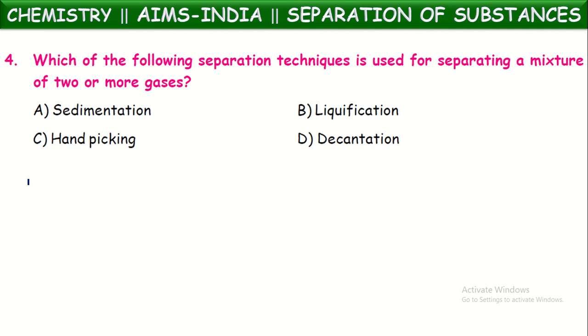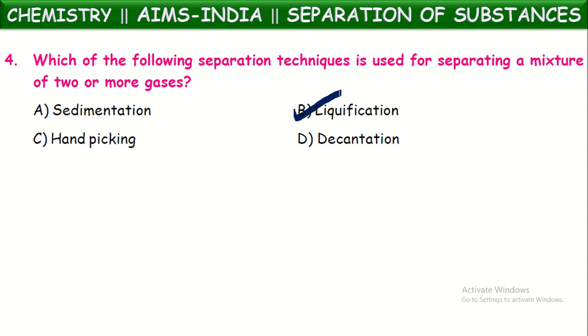Next one. Which of the following separation techniques is used for separating a mixture of two or more gases? Which method can we use for separation of two or more gases? The method used is liquefaction. By liquefying the gases, the one having the lower boiling point will be liquefied first. At that particular temperature, the other component will still be in the gaseous form. In that way, the liquid component can be separated. That method is called liquefaction.